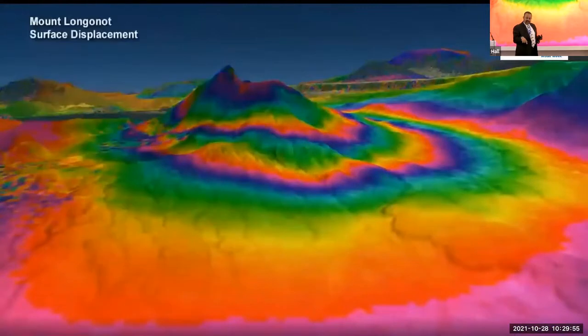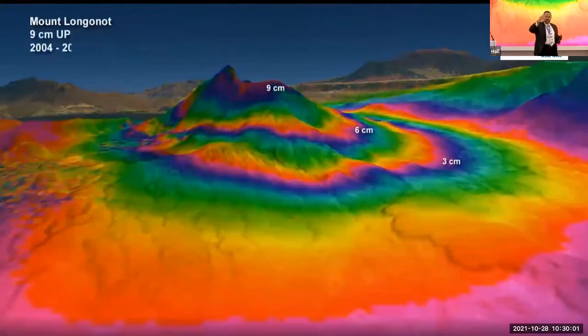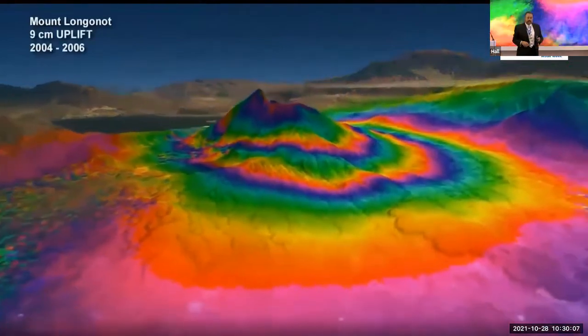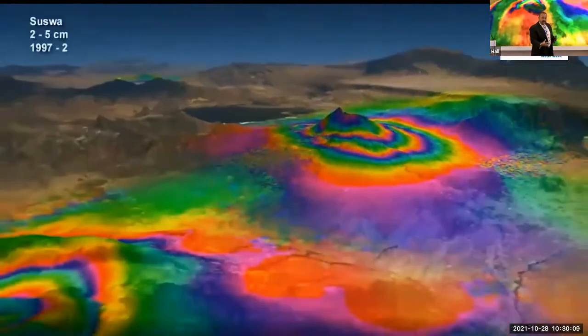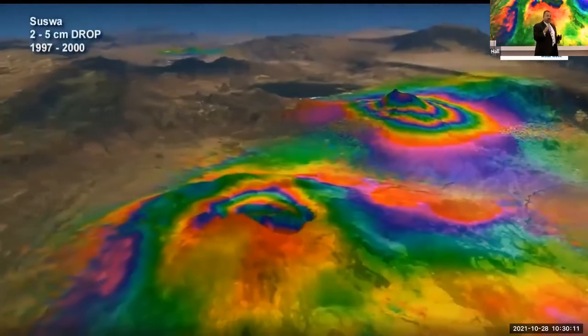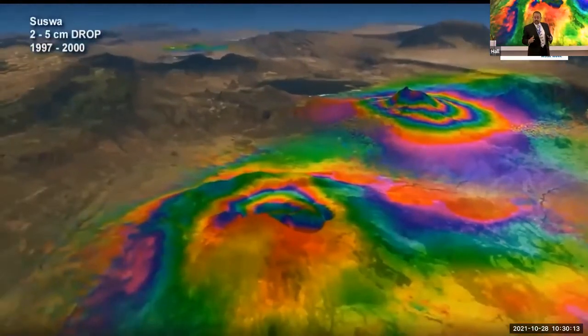And when you look at those rings, you can see now we have an uplift, 3 centimeters, 6 centimeters, 9 centimeters. You can measure that vertical displacement, not only an uplift, but you can also see the next structure, which will show you a kind of subsidence. So basically, the technology with very high accuracy can show you a change in the vertical displacement, be it an uplift or be it a subsidence.